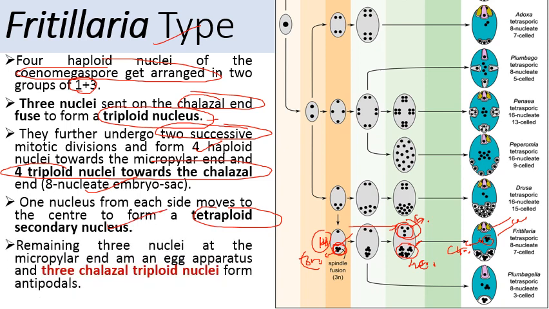The remaining 3 nuclei at the micropylar end will form an egg apparatus, which consists of 1 egg and 2 synergids, and the 3 chalazal triploid nuclei. The 3 nuclei at the chalazal end will form the antipodals. These antipodals are triploid. So this embryo sac is an 8 nucleated 7 celled structure. 3 cells are of the egg apparatus, 3 triploid antipodals and 1 central cell, so a 7 cell structure. This type of embryo sac is found in Fritillaria type.